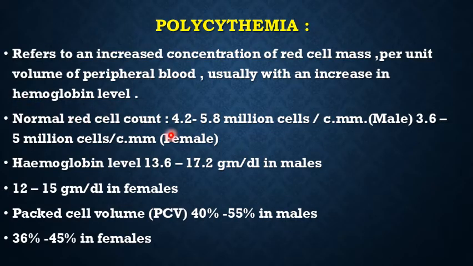Normal red blood cell count is about 4.2 to 5.8 million cells per cubic millimeter in the male. In the female, it is between 3.6 and 5 million per cubic millimeter. This is the variation between genders. Hemoglobin level is normally between 13.6 and 17.2 grams per deciliter in the male, while in the female it is between 12 and 15. PCV, or packed cell volume, is 40 to 50% in the male, 36% to 45% in the female.